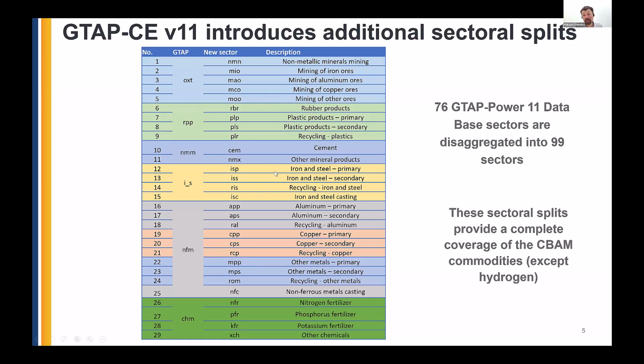In addition, we have also implemented some other selected sectoral splits, which do not refer so much to circularity, but rather represent emission-intensive sectors, with an aim to provide the possibility to use this database to assess other environmental policies, in particular the European Union's carbon border adjustment measures. In this regard, we have split cement out of non-metallic minerals, and we have disaggregated chemicals into three types of fertilizers: nitrogen, phosphorus, and potassium, and other chemicals. Now, with these sectoral details, we are able to cover essentially all CBAM commodities except hydrogen, which is not much traded.